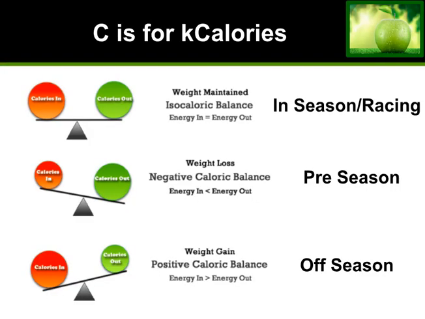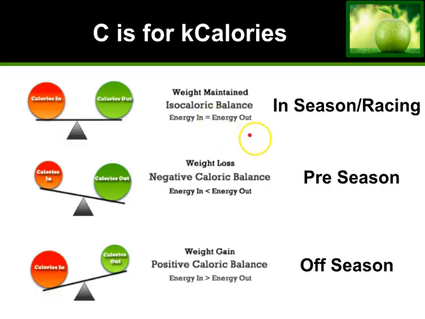C stands for kilocalories. Now, the number of kilocalories that an athlete takes in is dependent on the time of year during their training. For example, during the season or whilst racing, it's ideal for most athletes to maintain their weight, and they do so by balancing the calories that they take in with the calories that they expend. So they're in an isocaloric balance.